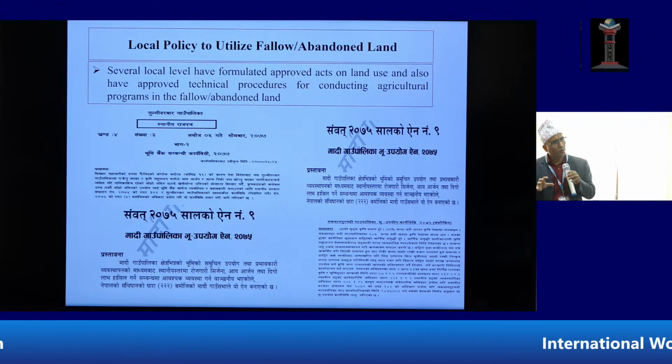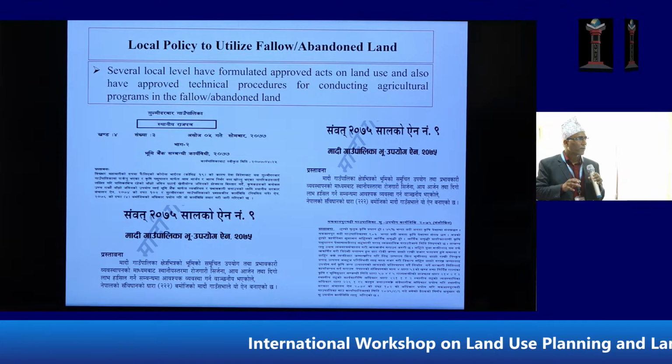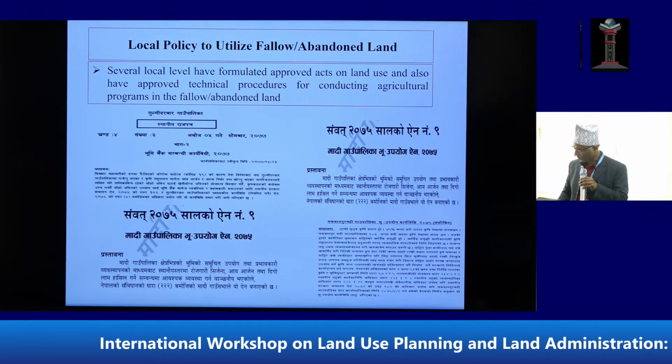There are different policies, programs and acts that are formulated and implemented by the different local municipalities too.